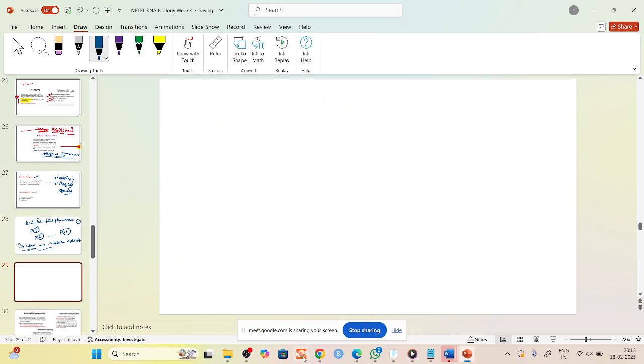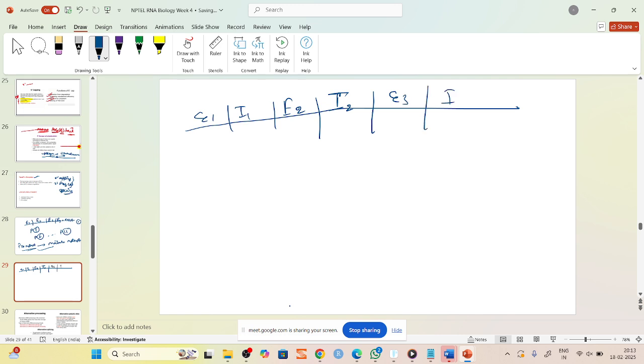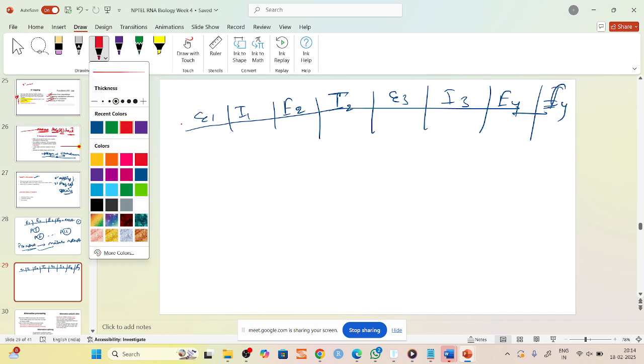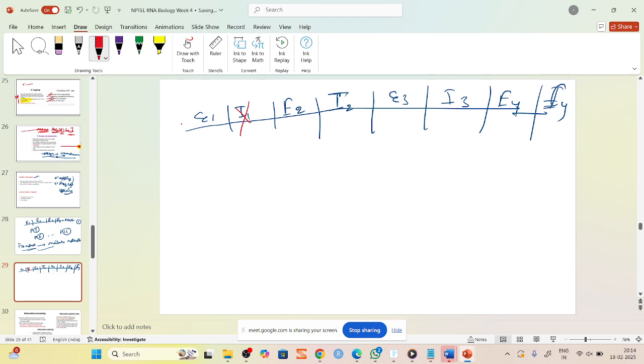Before I explain from here, I'll try to explain in a very simple and easy way. See, this is your pre-mRNA, which has exon 1, intron 1, exon 2, intron 2, exon 3, intron 3, exon 4, intron 4. Okay, this is your pre-mRNA. Now I will tell you how this pre-mRNA can give rise to more than one kind of mature mRNA. First, I'll take alternative splicing. So now I am splicing intron 1 and intron 2.